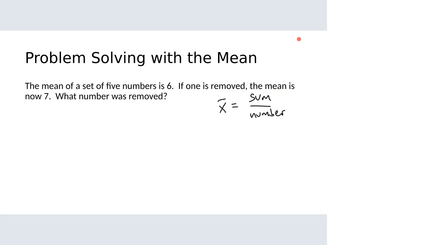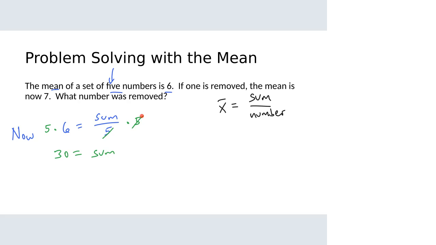Okay, and similar to the last one, right now, I have a mean of a set of 5 numbers is 6. So I know what the mean is. I don't know what the sum is, but I know there are 5 numbers. And so I can find that sum. Anytime I know 2 of the 3 pieces, I can find the third piece. I don't know what any of the numbers are, but I know that if I multiply by 5 on the right, multiply by 5 on the left, I know that the sum of those numbers is 30.